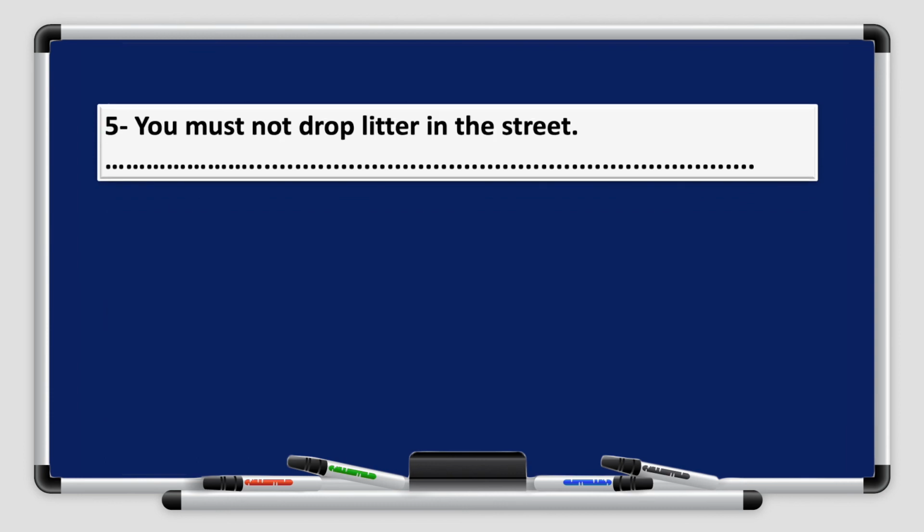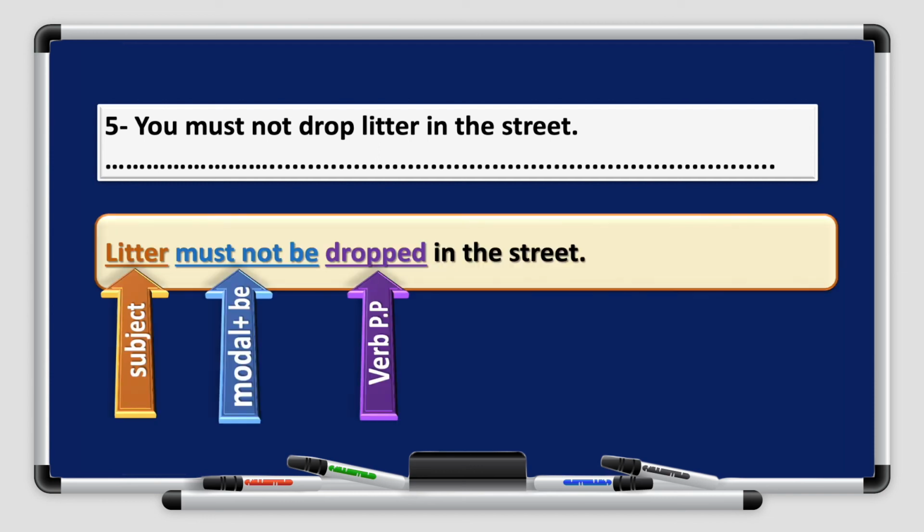Number 5, you must not drop litter in the street. I have a modal here. How can I change it into passive? Litter must not be dropped in the street. We started with the object, followed by mustn't, which is our modal, be, and finally dropped, which is the verb 3, past participle.